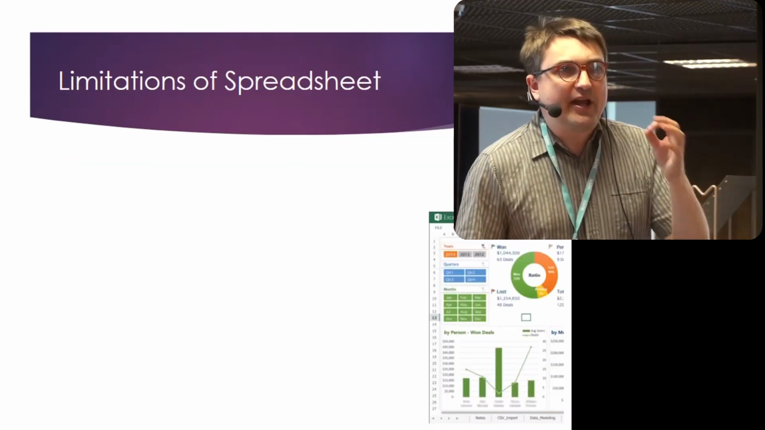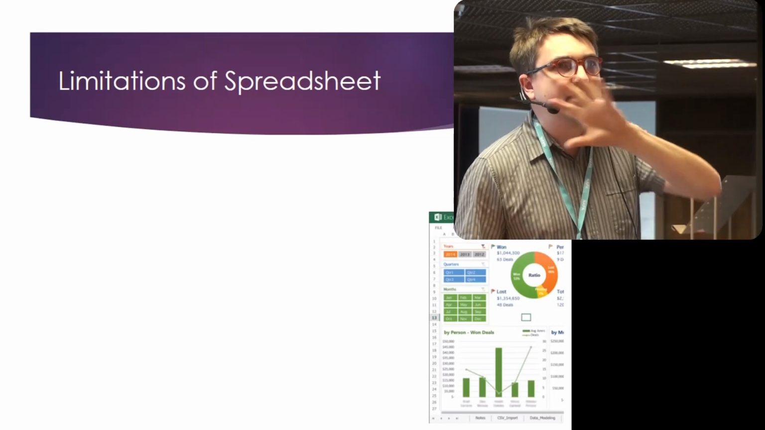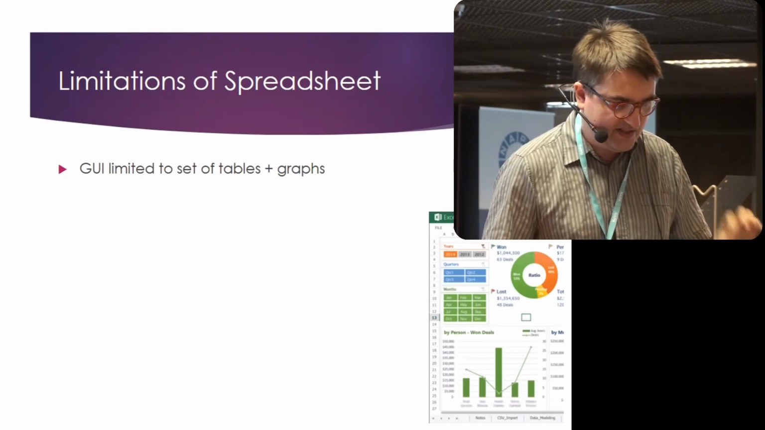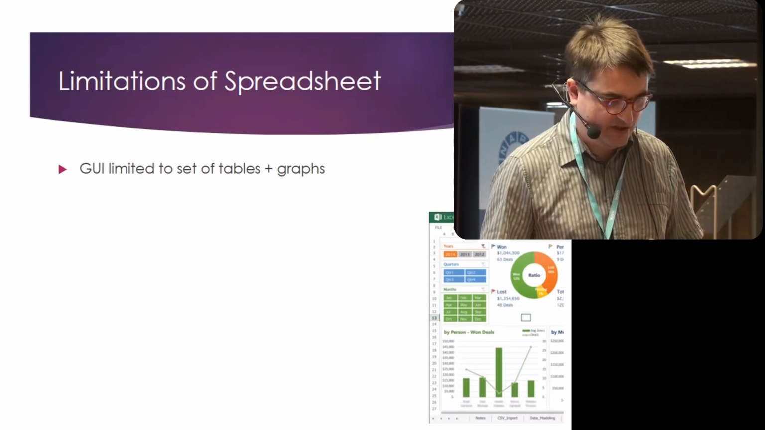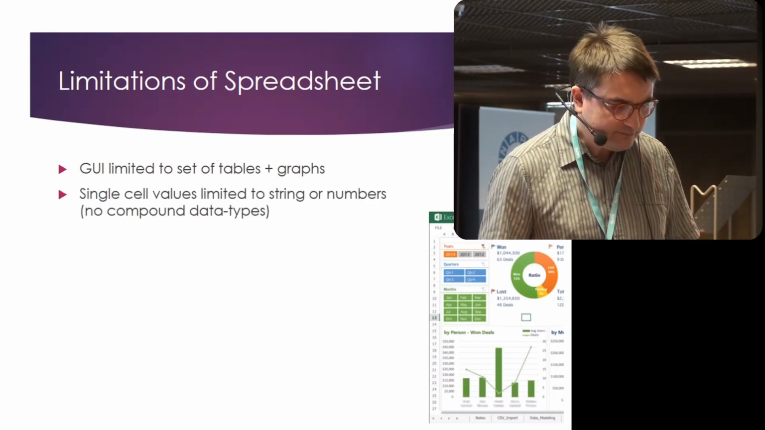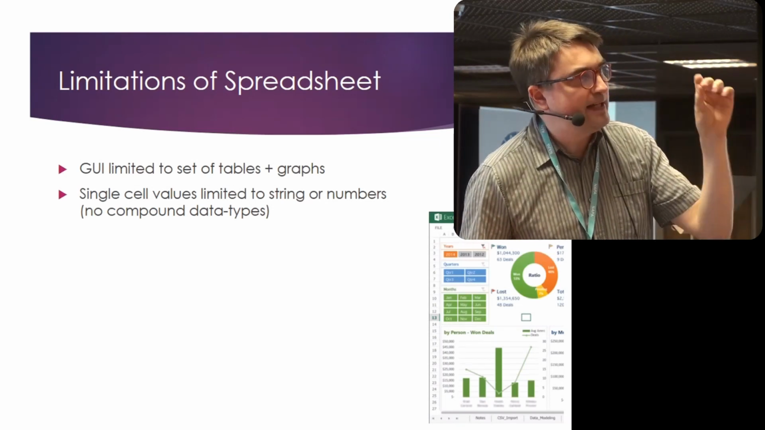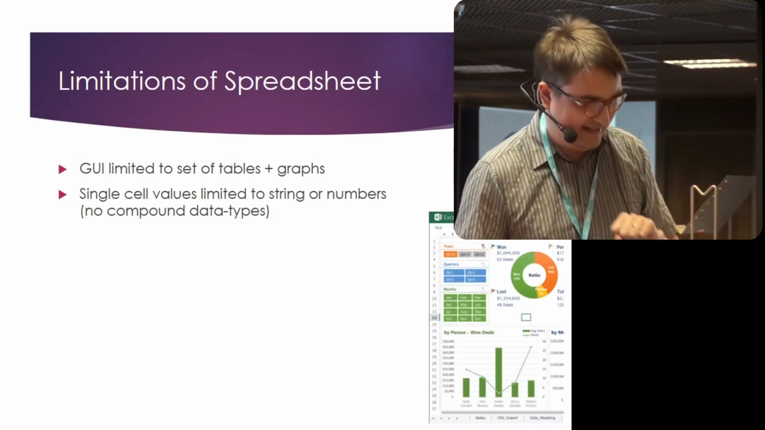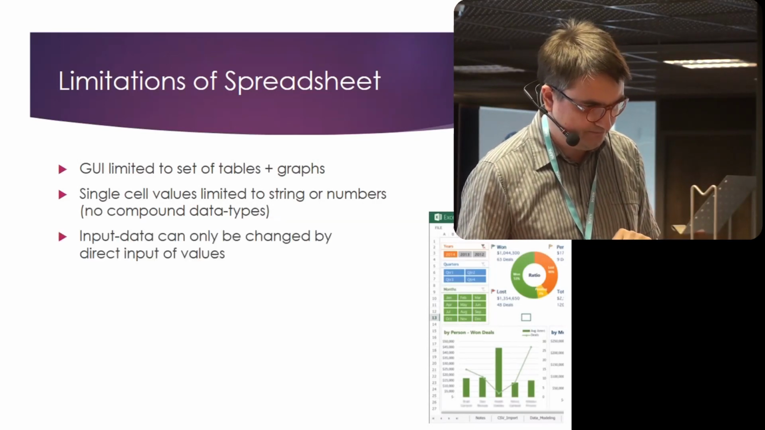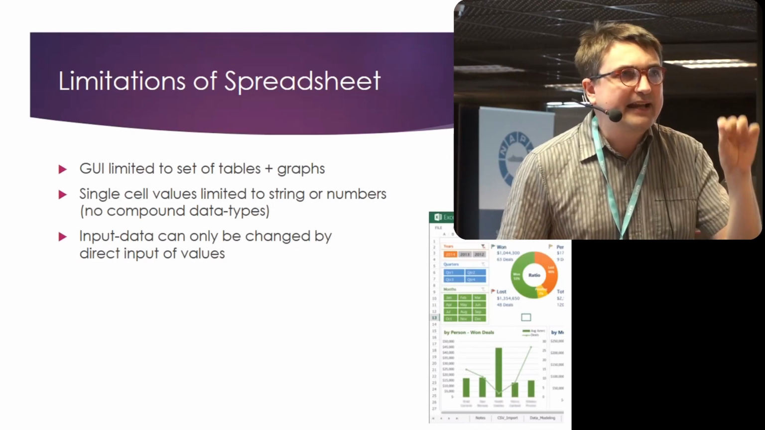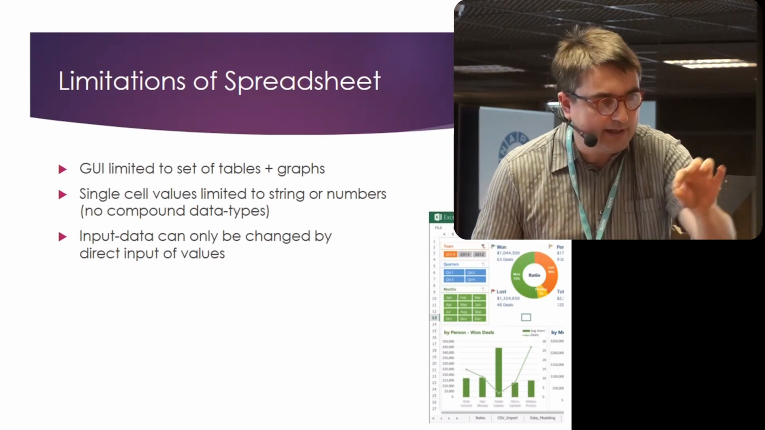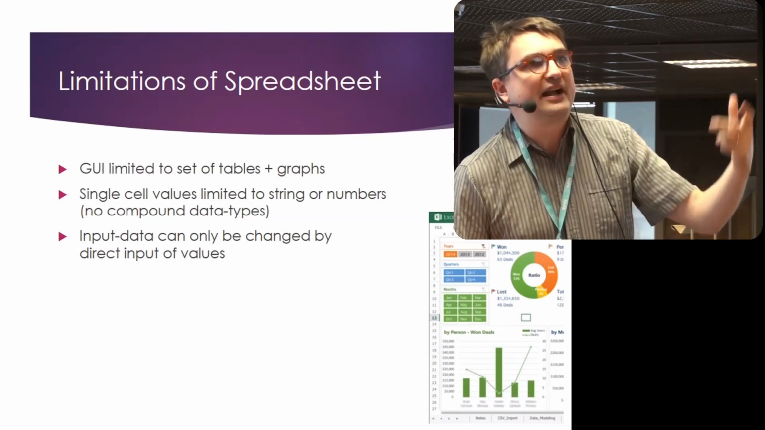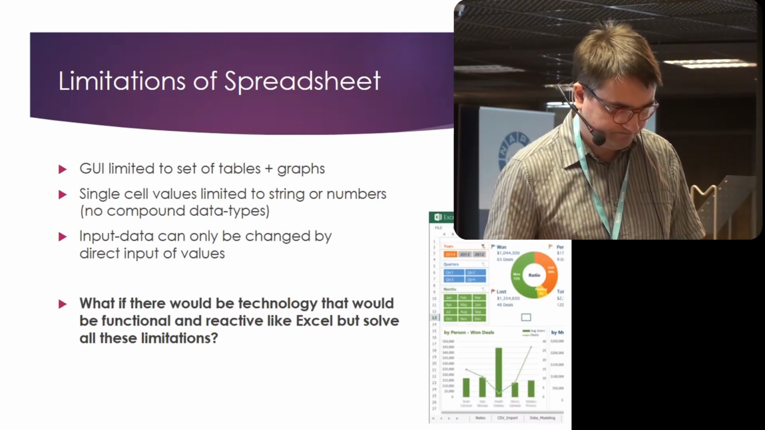So why can't we use the Excel-like nice programming where everything is automatic? Well, there are limitations. First of all, the GUI is limited to a set of tables and graphs, not very flexible. The single cell values are limited to just a single string or single number, not this kind of compound object values that we would need in big programs. And the input data can only be changed by the user manually changing the value of a cell and not in some kind of more UX interaction friendly way.